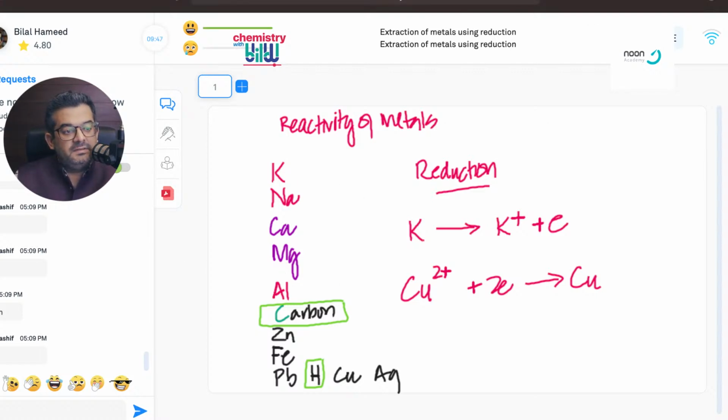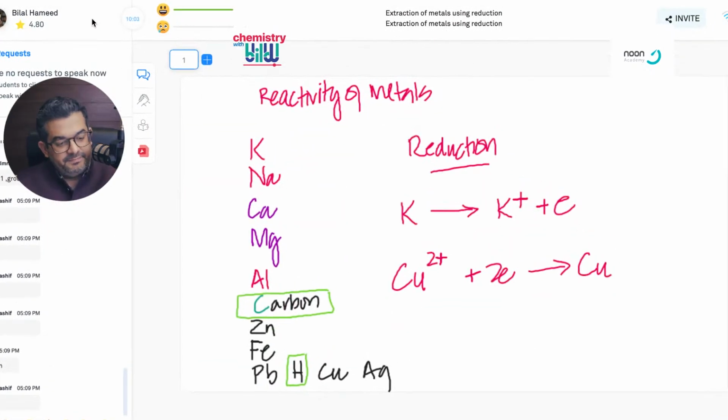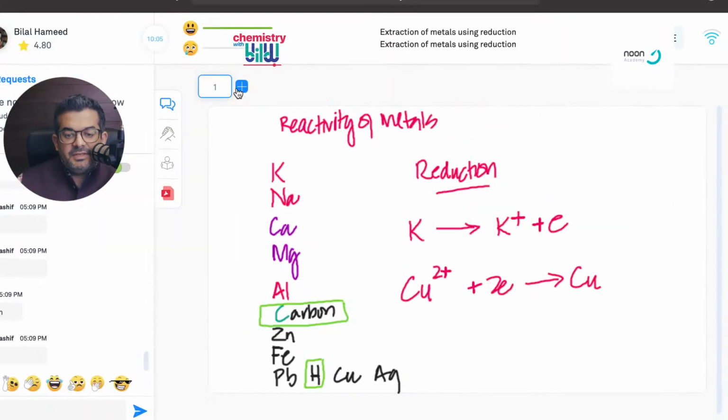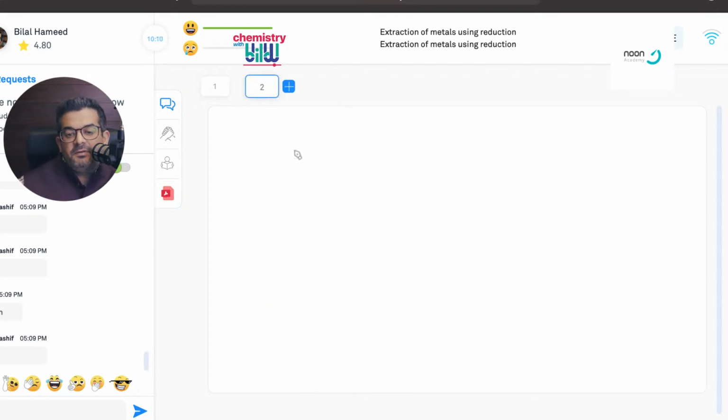Okay. That's what we have. So that's what we're going to work on. Now, extraction of metals through the reaction of reduction. Now, what is the basic principle for this?